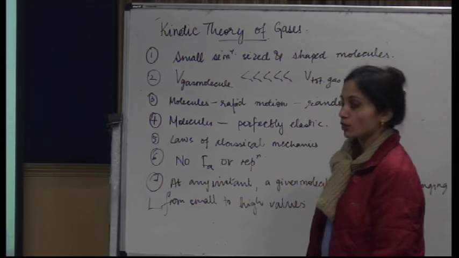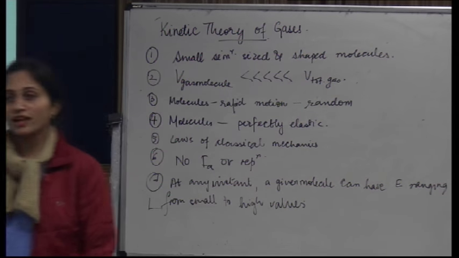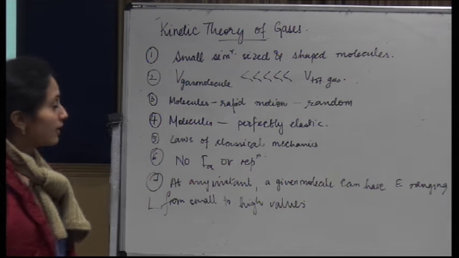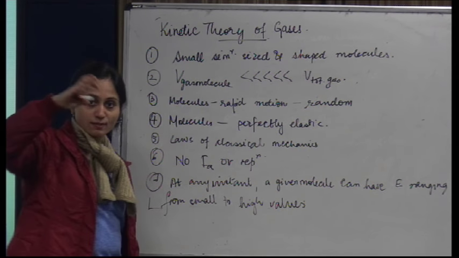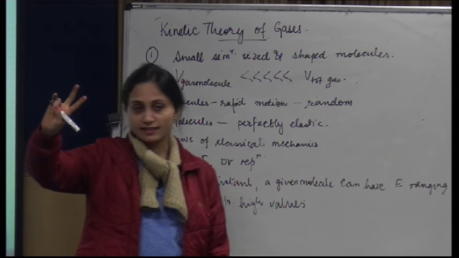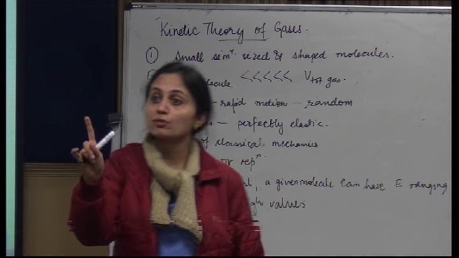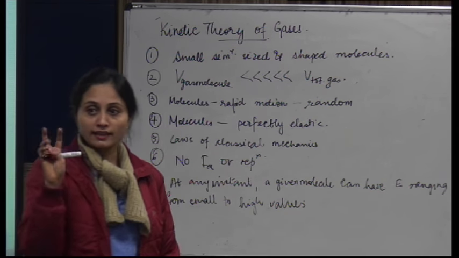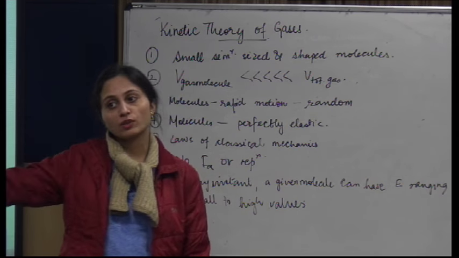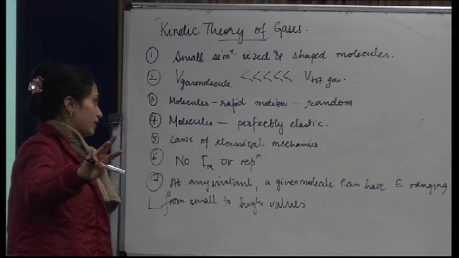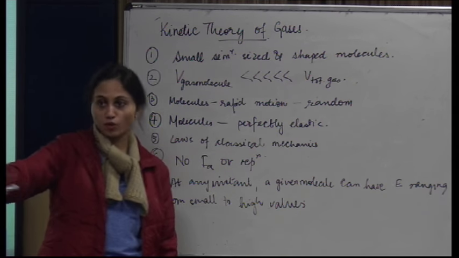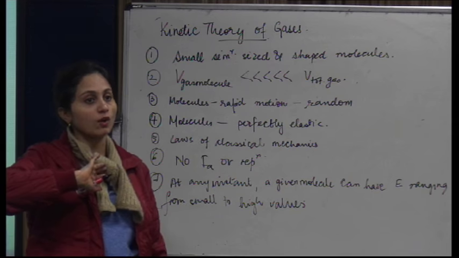Alright, let's go through the postulates once again. What are we doing? Kinetic theory of gases. It is mainly focusing on ideal gas behavior. The very first thing is we are assuming that our gas has small identical particles known as molecules, identical in size and shape. Second, the volume of the gas molecules is negligible in comparison to the total volume. Third, molecules are in rapid motion. They are colliding with one another and with the walls of the container, which you understand very well. Fourth, perfectly elastic motion. Fifth, no forces of attraction or repulsion, meaning they are not interacting with one another at all.